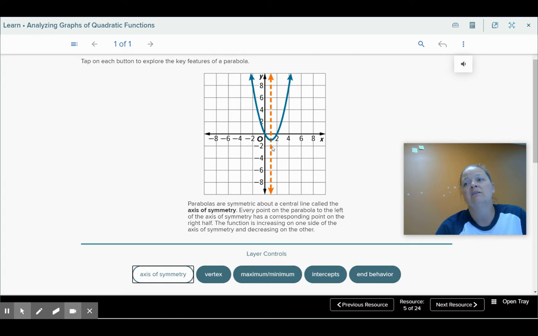So the axis of symmetry is the line that cuts your parabola right in half. You have this nice U-shaped parabola, and the axis of symmetry chops it right in half. Like there's this point here at (0, 0), and then a corresponding point at (2, 0). They're the same distance from the line of symmetry.